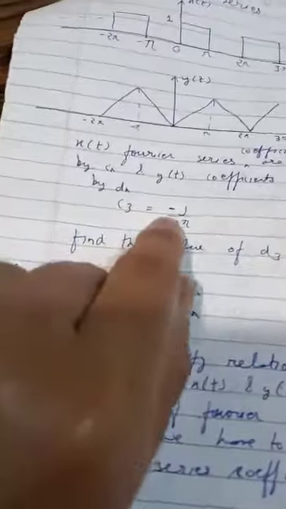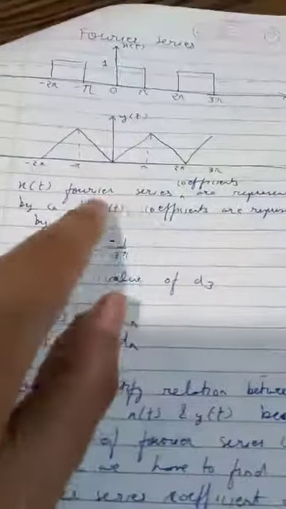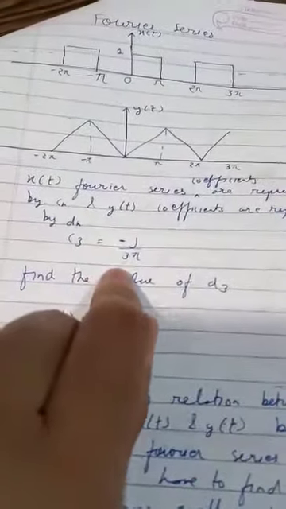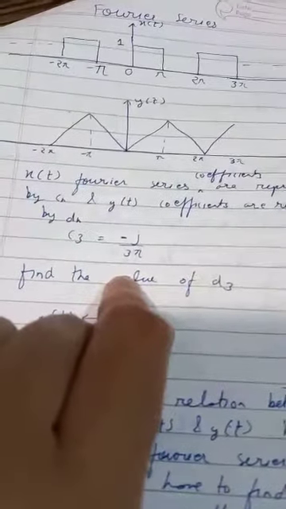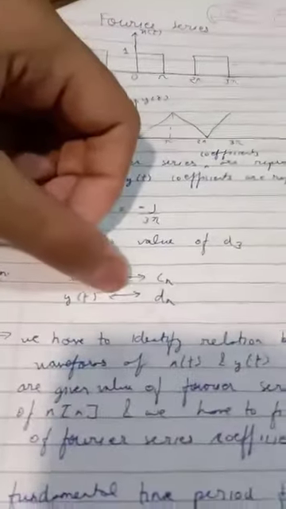We are given the value of c of 3 equal to minus j over 3 pi. We have to find the value of d3. That is, we are given the value of the Fourier series coefficient of x of t, and we have to find the Fourier series coefficient of y of t for the third harmonic, C3 and D3. So x of t Fourier coefficients are denoted by Cn, y of t Fourier series coefficients are denoted by Dn.